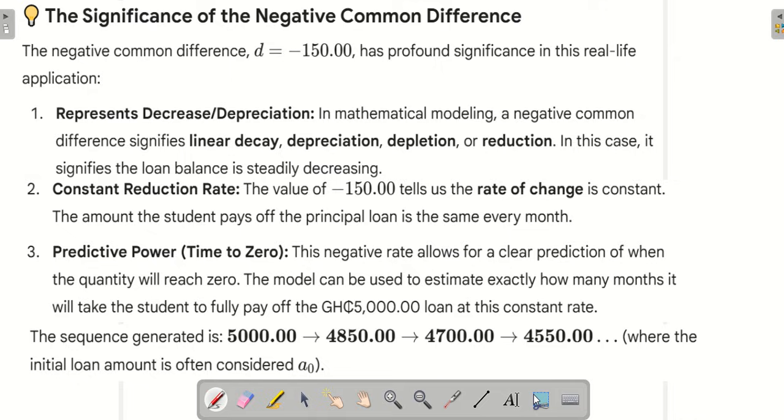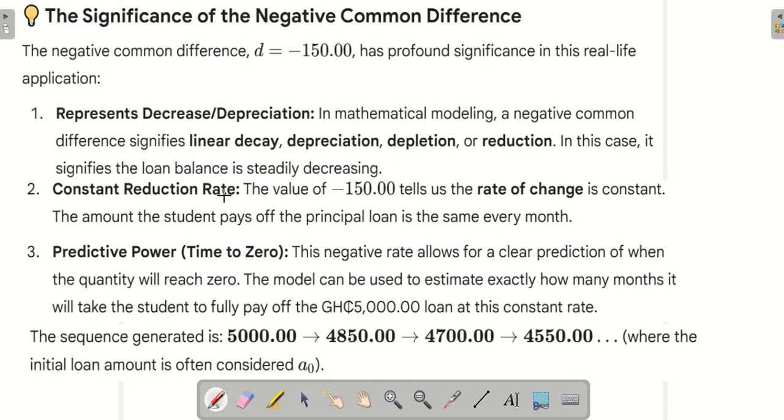But the question said we should explain the significance of this negative common difference. The negative common difference, d equal to negative 150, has profound significance in real life application. Some of the significance are these. It represents decrease. Negative common difference means decrease, reduction, depreciation. In mathematical modeling, a negative common difference signifies linear decay, depreciation, depletion, or reduction. In this case, it signifies the loan balance is steadily decreasing.